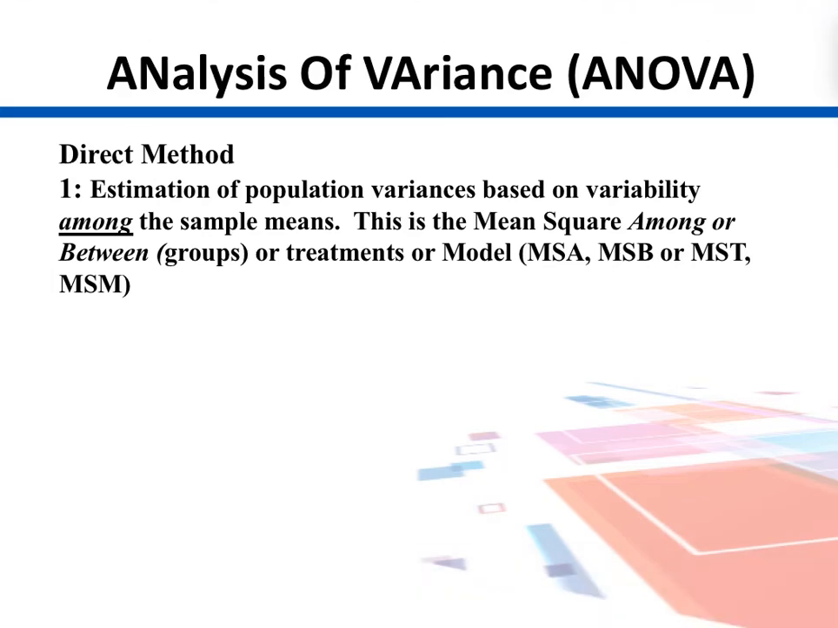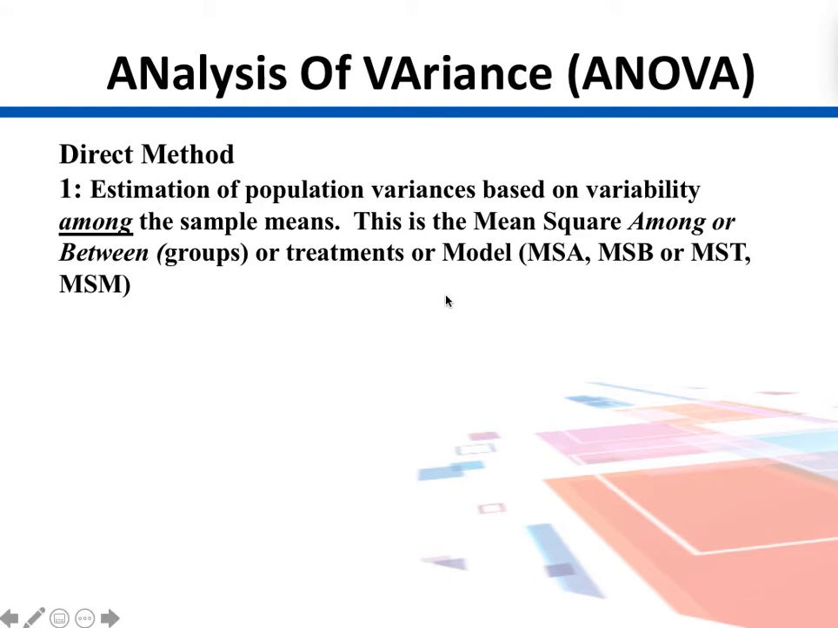Let's do ANOVA with another alternative method, which is comparatively easier. Again we estimate the population variance based upon the variability among the sample means, and we already know that we call this the mean square among if we have more than two treatments, or between if we have two groups or treatments. We can also call it mean square for the treatment, mean square for the model, MSA, MSB, MST, or MSM. These terms are alternatively used for the same thing.